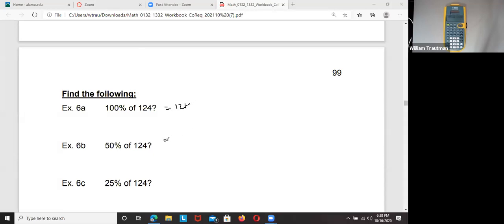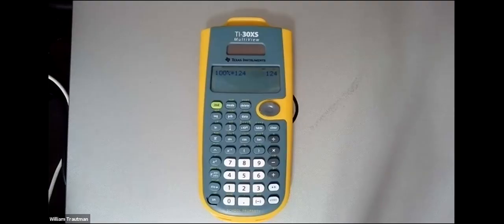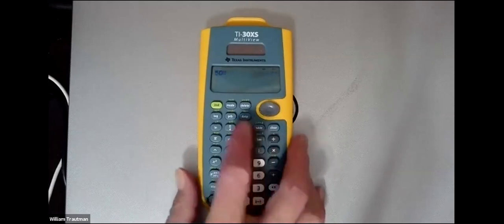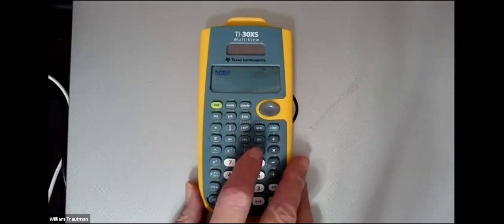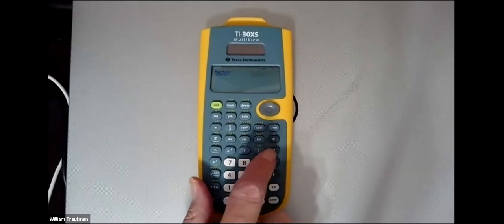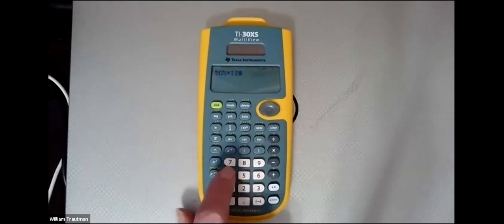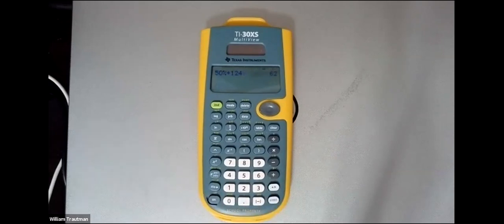50% of 124 on our calculator. 50% of means multiply 124. When you put that in your calculator, make sure you type in the 50, the percent, the multiply, the 124, and we should get 62. Half. Half of 124 is 62. 50% of means multiply 124 equals 62.